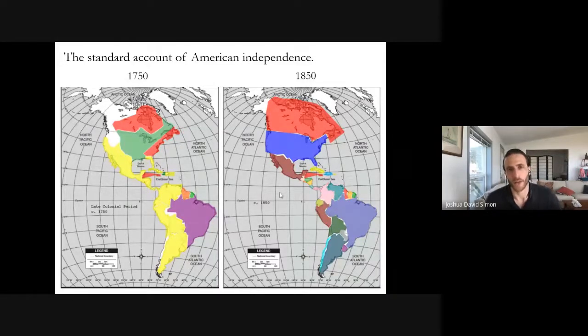So on this map on the right, Britain is still in Canada, in its Caribbean holdings and a slice of the Guyanas. Spain retains Cuba and Puerto Rico. Portugal still holds Brazil. But elsewhere, sovereignty has shifted to new entities, to the United States, to Mexico, Peru, Argentina, and so on. All right, so that's the standard account of American independence.